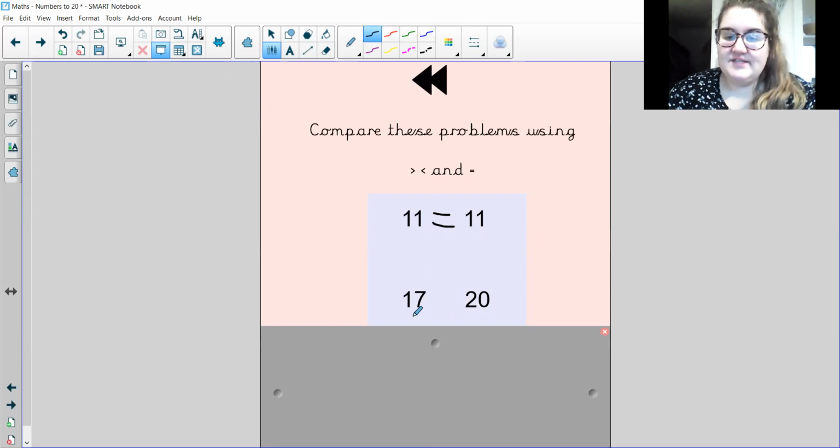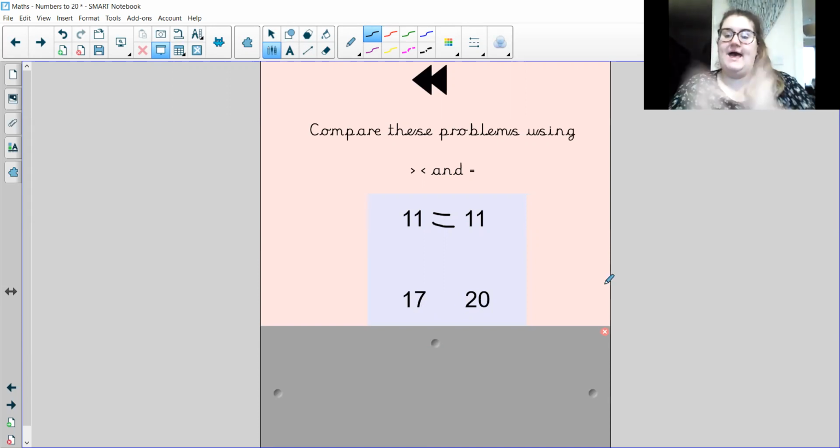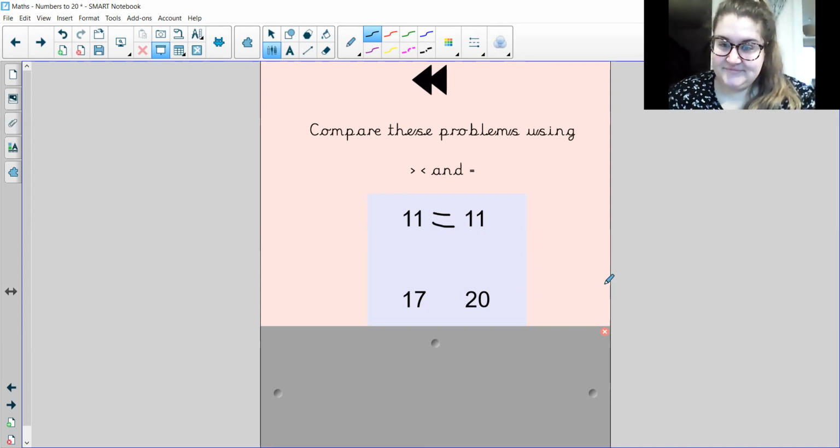So we have got 17 and 20. Can you compare those two values for me? So is 17 greater than 20? Is 17 less than 20? Or is 17 equal to 20? Okay, so hopefully you all said 17 is less than 20, okay, because 20 is greater than 17.